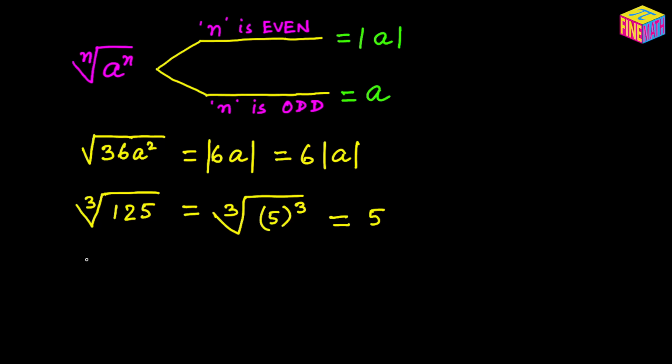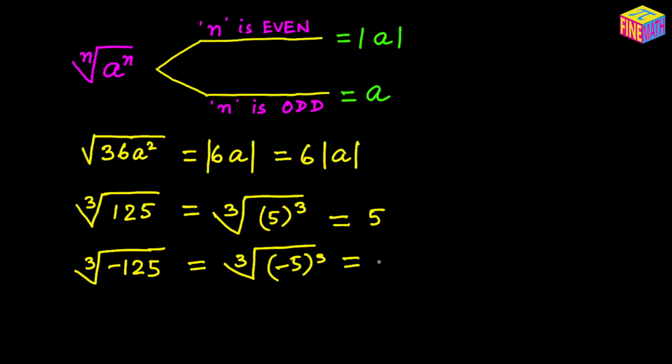But if we had cube root of negative 125, then this will be equal to cube root of negative 5 cubed, and that will be equal to negative 5.